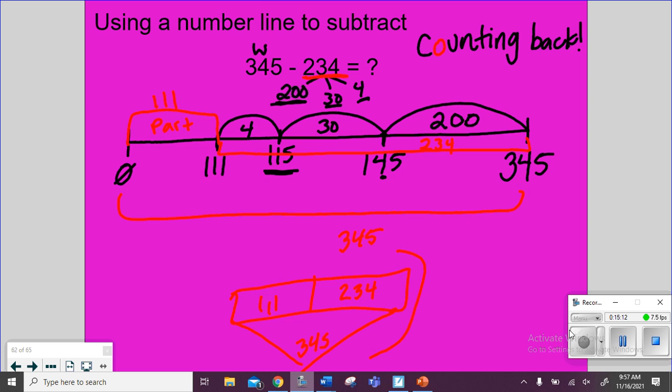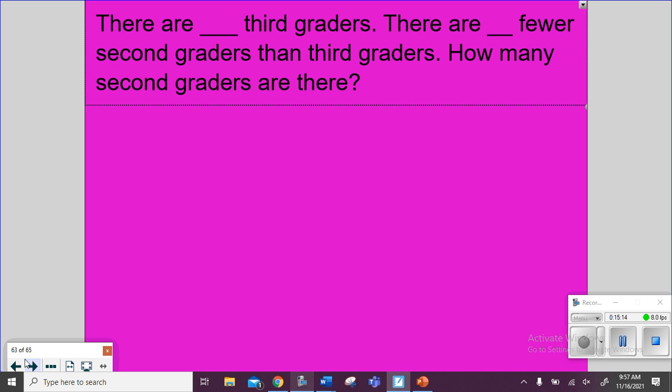Look at this problem. There's no numbers in it. Let's just think about what it's asking. There are some third graders. There are some number fewer second graders than third graders. How many second graders are there? What's happening in this problem?